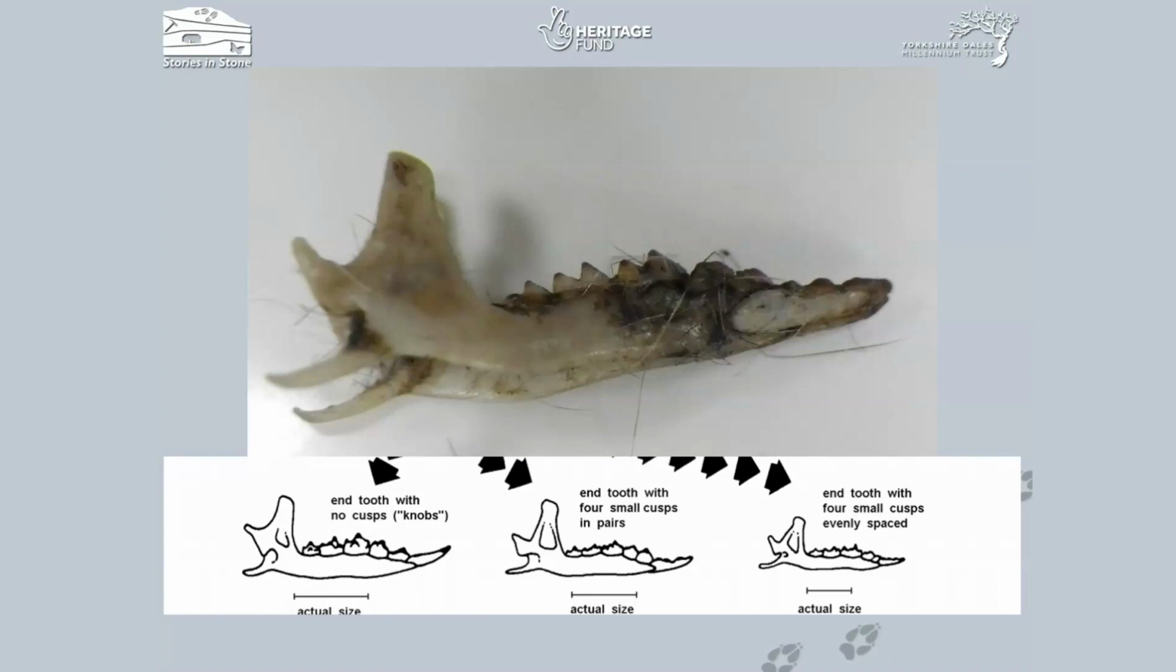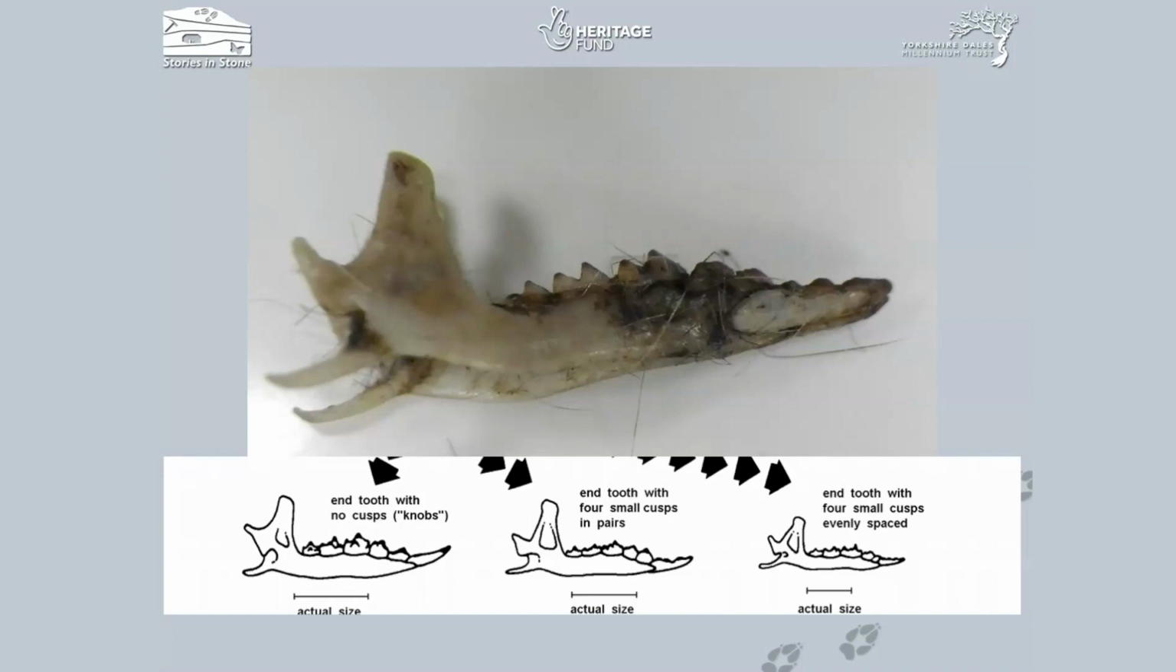So what we're looking at is whether this is a common shrew or a pygmy shrew. Again, size at 12 millimeters, it's more likely to be a common shrew than a pygmy shrew. But if we look at the cusps, as pygmy shrew, the key tells us we've got 4 evenly spaced cusps, whereas on the common shrew we've got 2 cusps in a pair, a gap and 2 more cusps.